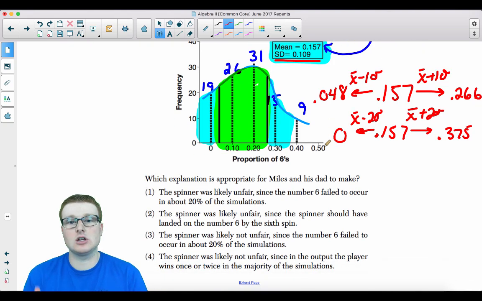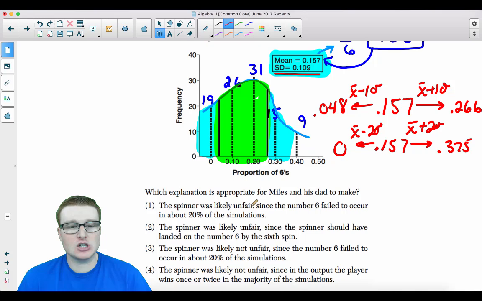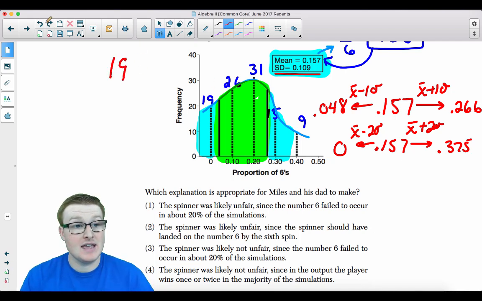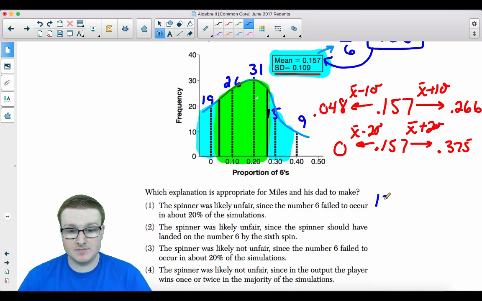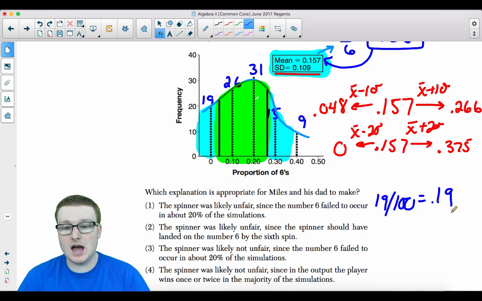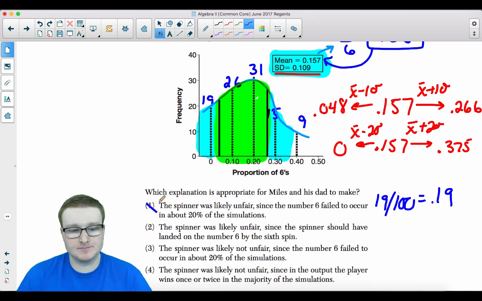Okay? Let's take a look at all the answer choices now. The spinner was likely unfair since the number of 6 failed to occur in about 20% of the simulations. Well, that's not true, because the number 6 did occur about 20% of the simulations, because there are 19. That's why I said you need to count the dots. If you take 19 dots, or the 19 occurrences, and divide it by 100, that's 0.19. That's very close to 20%. It's just 1% off. So it might be unfair, but that's a wrong reason.